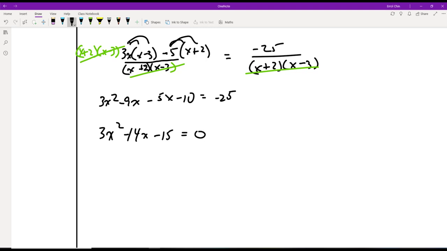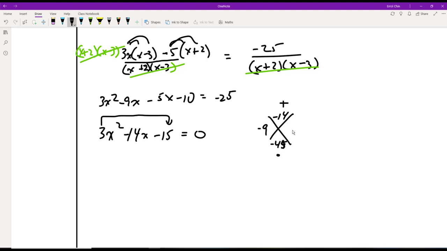Now, I would ask you, do you remember how to see if we can factor this? There was a strategy that we used. If this was not a 1, we would multiply these two numbers, right? And then we would draw our little x trick. So negative 14 is our middle term, and 45. What two numbers add to negative 14 and multiply to 45?